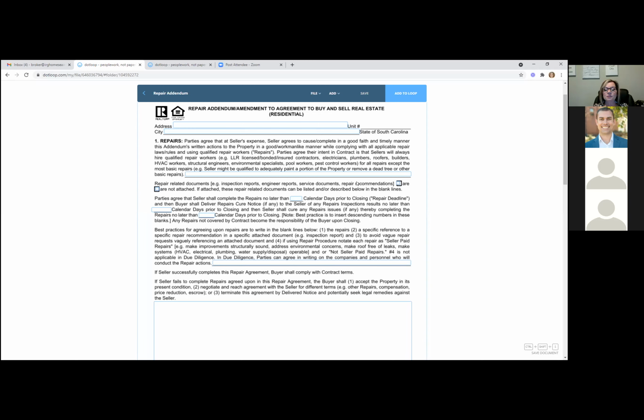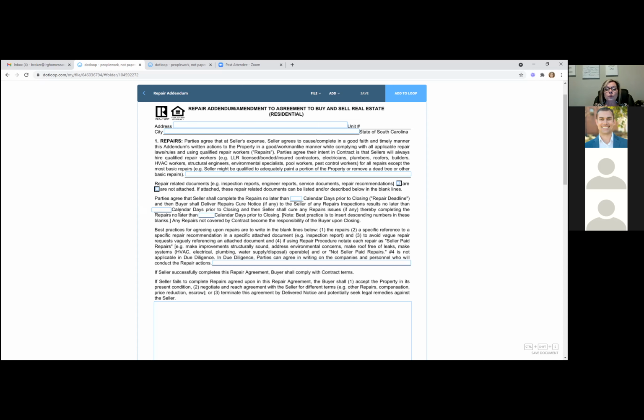Repair related items: inspection reports are or are not attached. So you should check "are" and you should attach those, because like I said before, they don't know what they're repairing unless they see it. They may repair something that's not quite right. Parties agree that the seller shall complete the repairs no later than blank calendar days prior to closing. Closing is the repair deadline. Remember what I said, that sellers are not responsible for any repairs after closing.